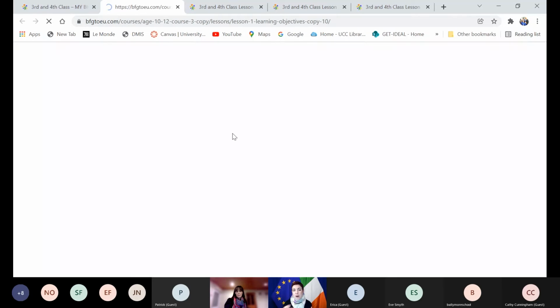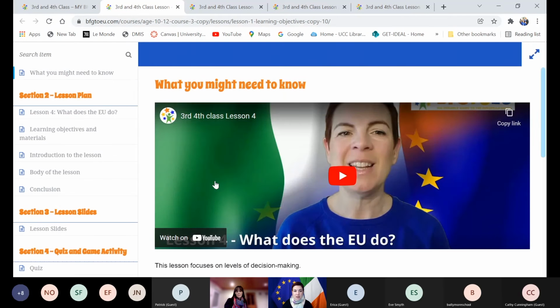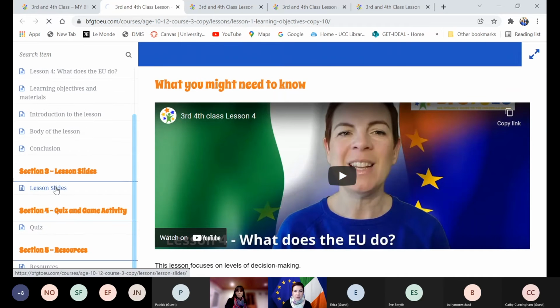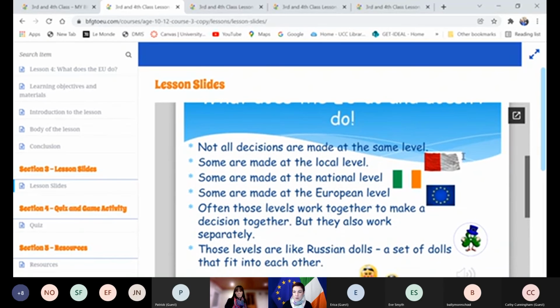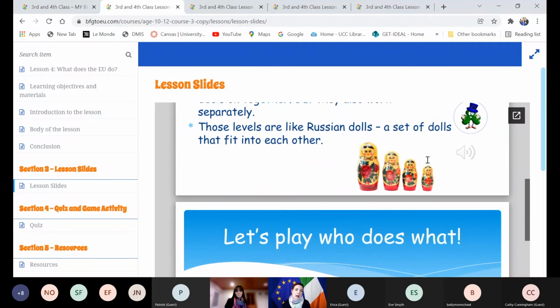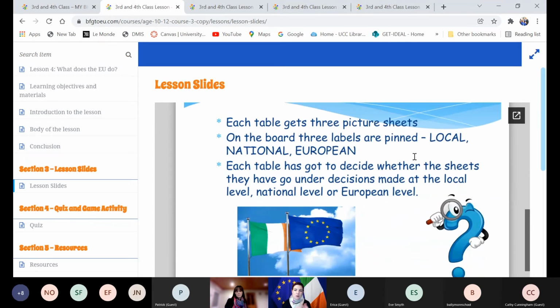So lesson 4 is looking at the different levels of action in terms of making decisions. Here we're using obviously the county level, the national level, the European level, and we use Russian dolls. On each Russian doll, I put a flag that represents the level of action, and then we play a game with different actions, like changing the flowers on the roundabout.